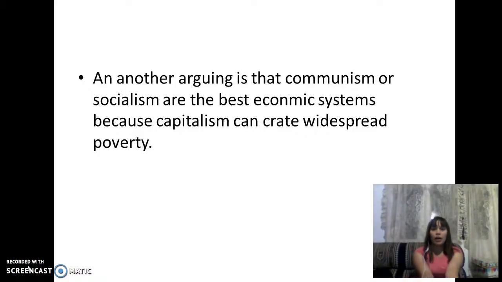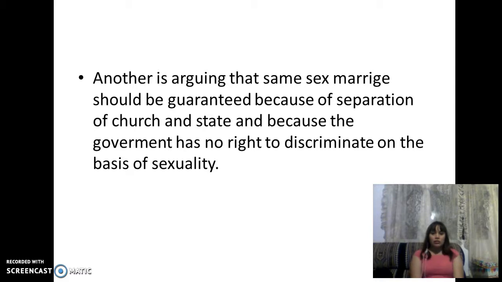And another argument is that communism or socialism are the best economic systems because capitalism can create widespread poverty. Another is that same-sex marriage should be granted because of the separation of church and state and because the government has no right to discriminate on the basis of sexuality.